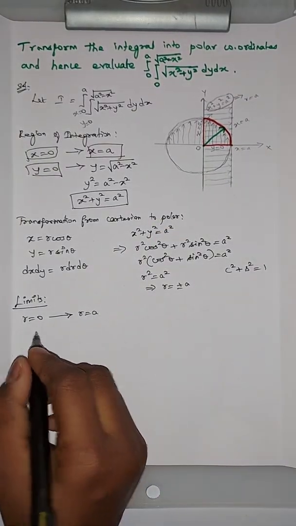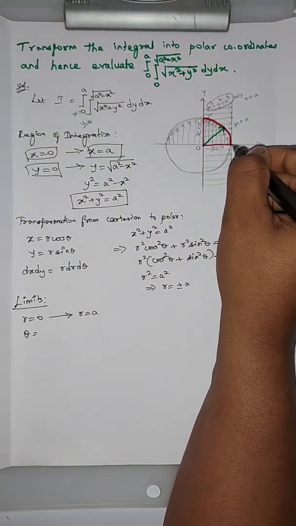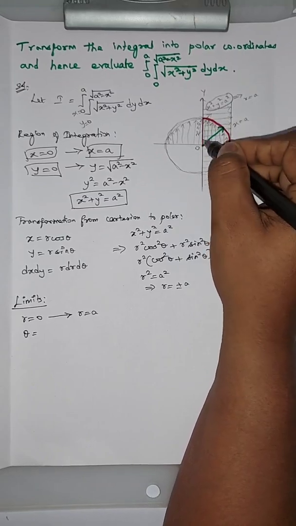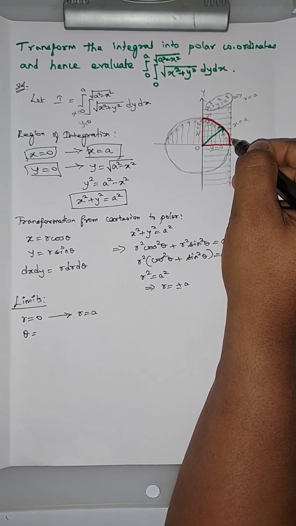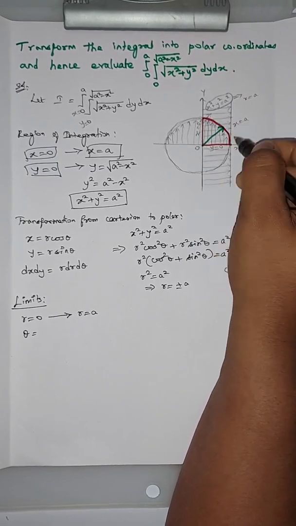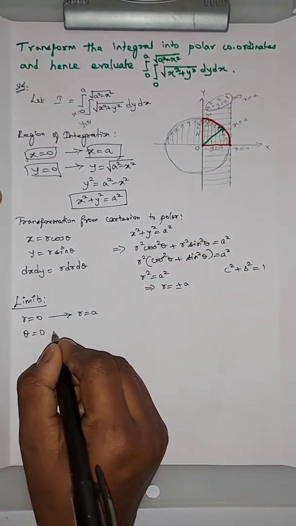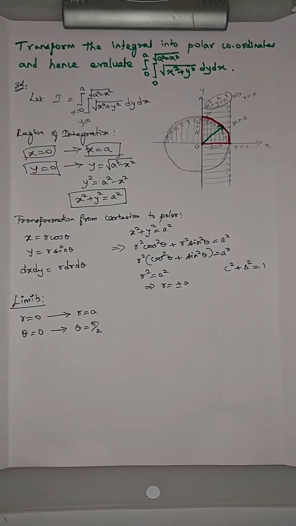Next we need the limit of theta. When we check, theta varies from here to here, covering the complete first quadrant. So the intersecting region, our area to integrate, is the complete first quadrant, which means that theta varies from 0 to pi by 2.